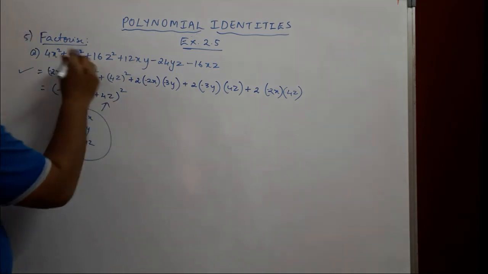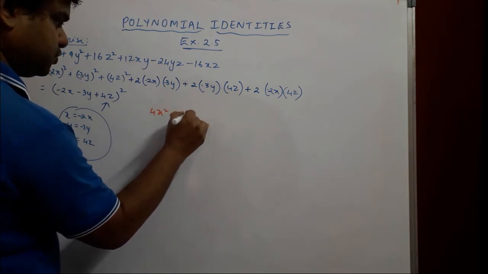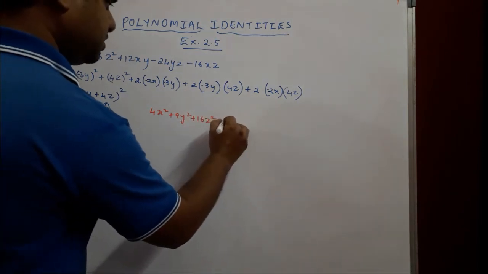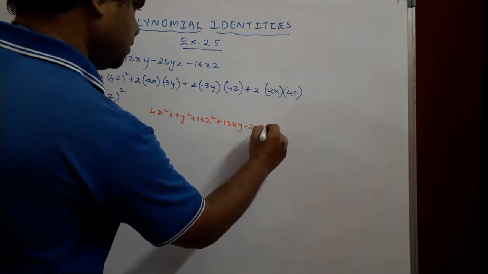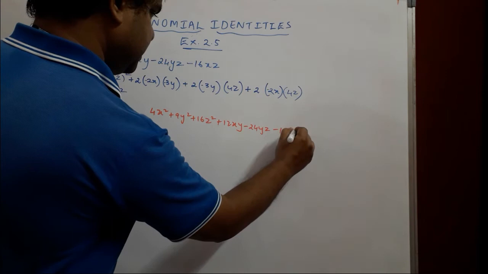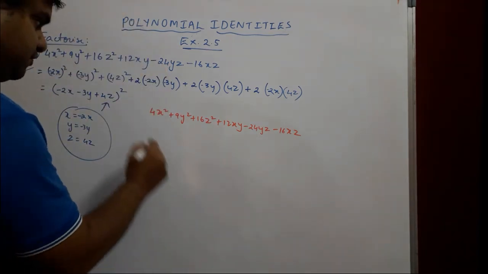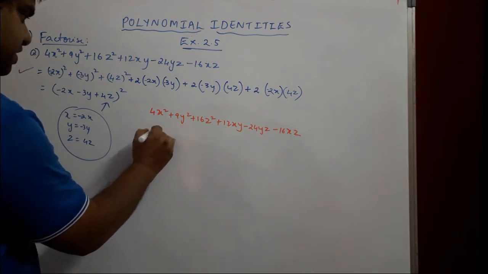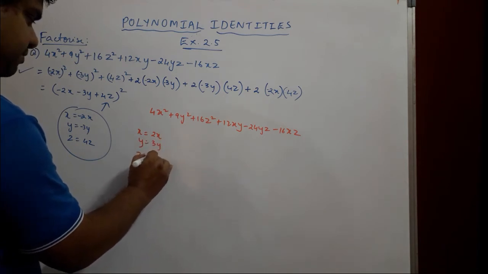I'll rewrite the entire problem once again: 4x square plus 9y square plus 16z square plus 12xy minus 24yz minus 16xz. I'm solving this problem, but this time a little bit differently, wherein the signs of x, y and z will change. So x I'm taking as positive 2x, y as positive 3y, and z as negative 4z.